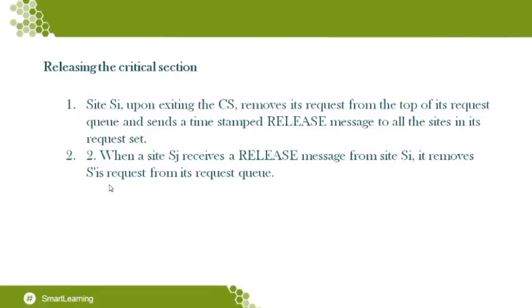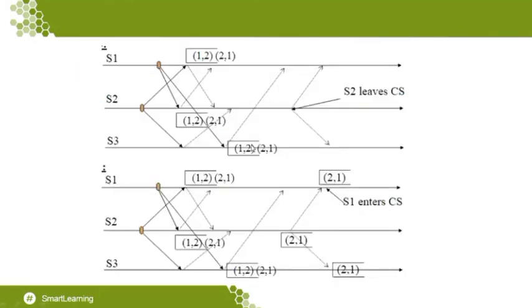So what am I supposed to do when I have to release the critical section? After I exit the critical section, that particular site must remove itself from the top of the request queue, and it sends a time-stamped release message to all the sites involved in its request set. To illustrate that, see here, S2 sends a release message to the other two sites.